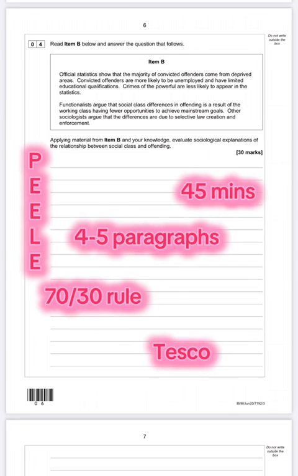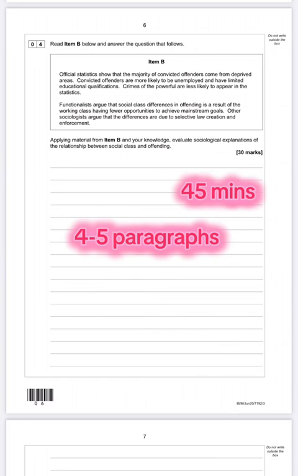70% of your plan should be devoted to that theory explanation. So 4 to 5 paragraphs, make 4 of them at least the sociological explanation they've given you, leaving a very short paragraph at the end for an alternative idea. Do that and you should be headed to top band.